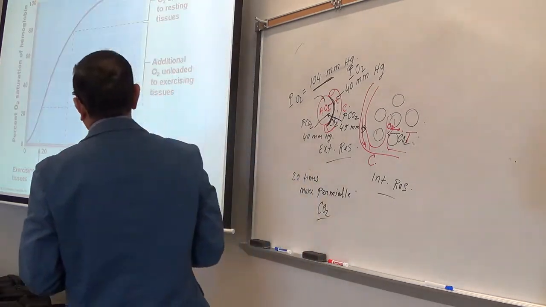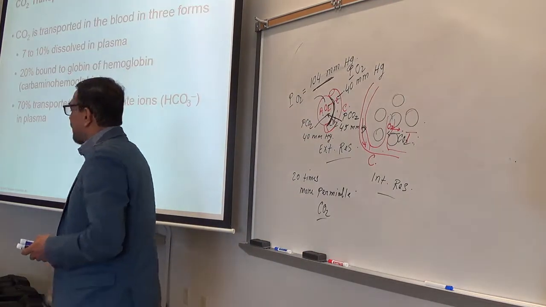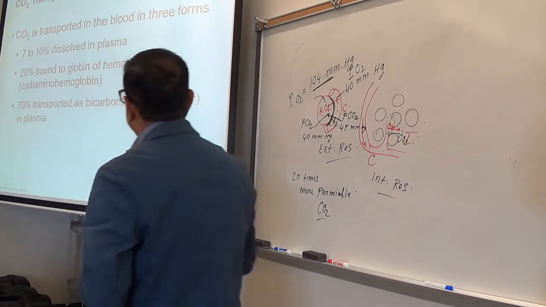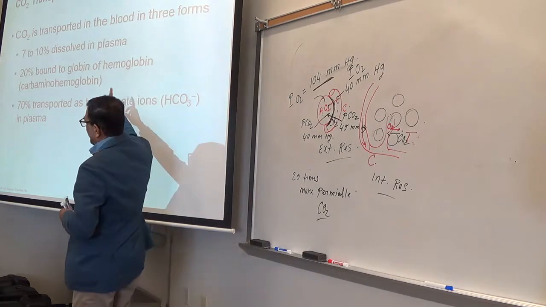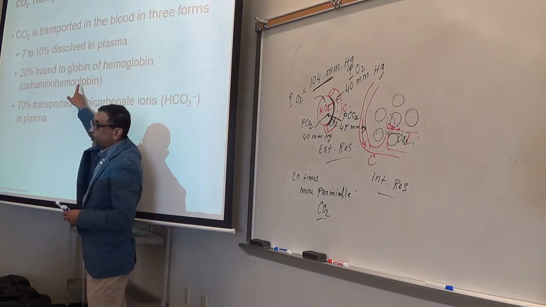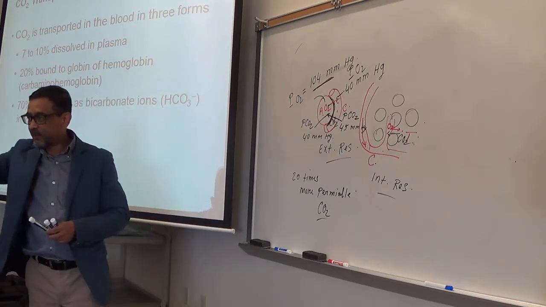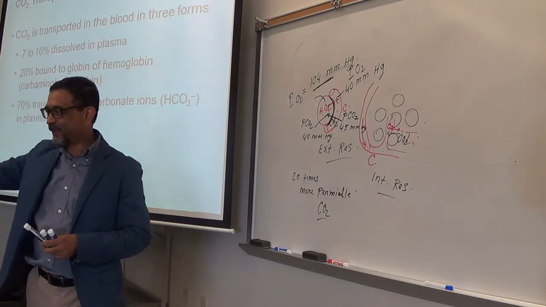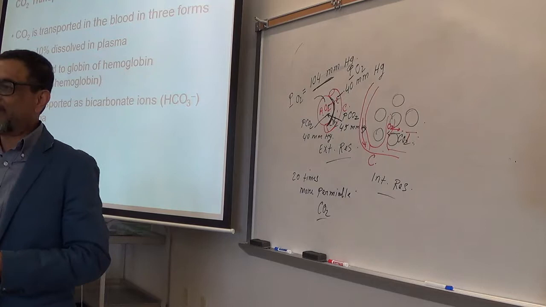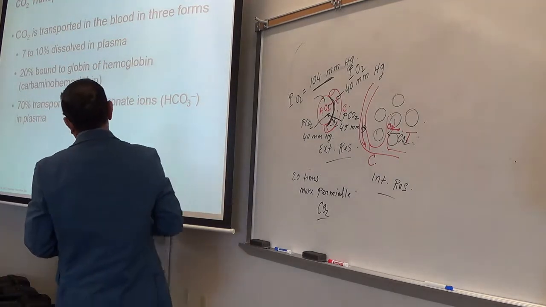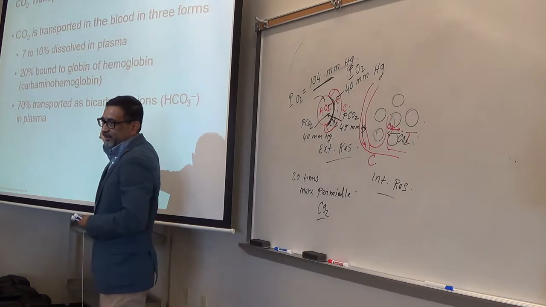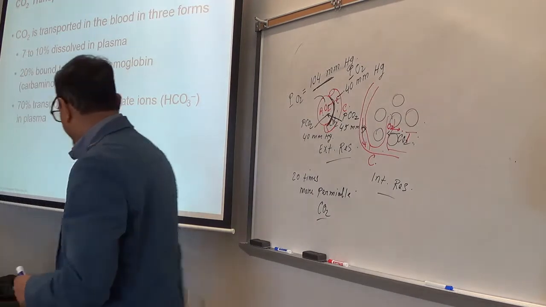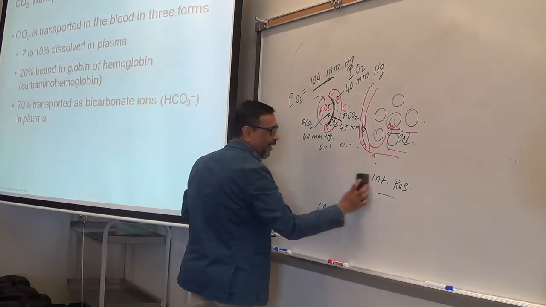Carbon dioxide. Here, carbon dioxide is transported differently. Only 20% volume of carbon dioxide is transported by the hemoglobin. Hemoglobin also transports carbon dioxide, but what? Only 20%, not 98.5%, okay? So, much less. About 70% of carbon dioxide is transported as bicarbonate in the plasma. How? Look at this.